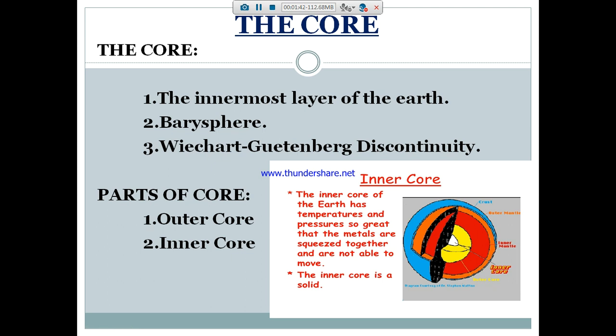After that, the core. The innermost layer of the earth, that yellow and white layer of the earth, is called the core. It is also called the barysphere, and it is separated from the mantle by a border. See the mouse pointer, this border between the mantle and the core is called the Weizsäcker-Gutenberg discontinuity. This yellow part is called the outer core and this white part is called the inner core. So we studied about the crust, the mantle, the core.